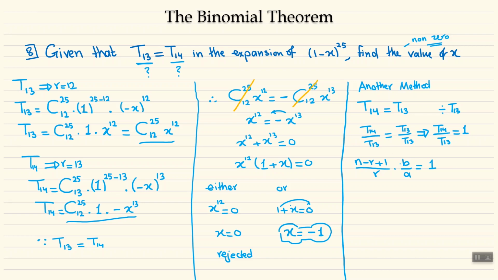So this one is a formula. Let's substitute the formula. The formula is 25 minus r. R is the smaller one, and the smaller one is 13, plus 1 over 13 times b. B is minus x over a. A is 1, equals 1. Good? What do we do next? 25 minus 13 is 12. 12 plus 1 is 13. 13 over 13 is 1. So all of this is 1. And minus x over 1 is minus x. So minus x equals 1. Multiply by negative 1 both sides. So x is equal to negative 1. And that is the answer.